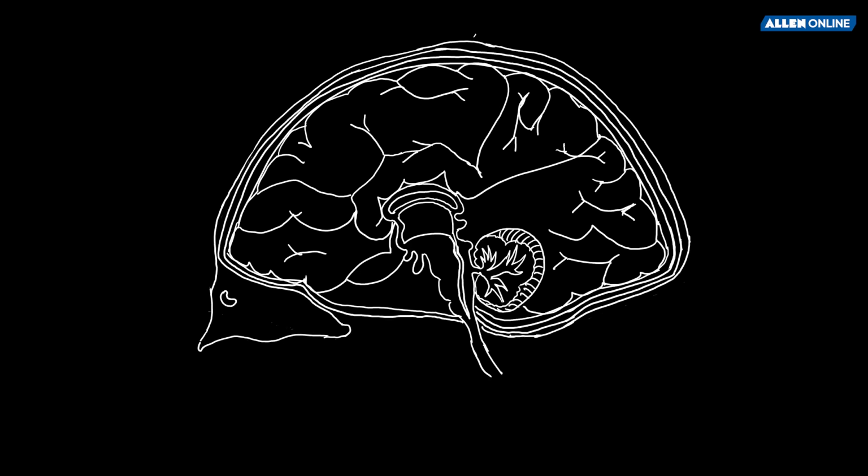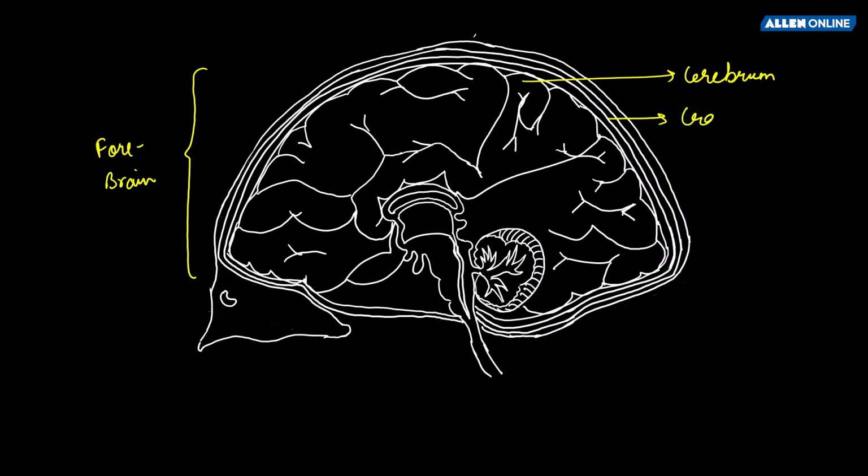Okay, so now let's label the parts of the human brain, and we have to do the labeling according to the NCERT. So we are going to start with the first part, that is forebrain. Okay, then this part we will label as cerebrum. This is the cranium or skull. This part we will label the midbrain, the spinal cord.